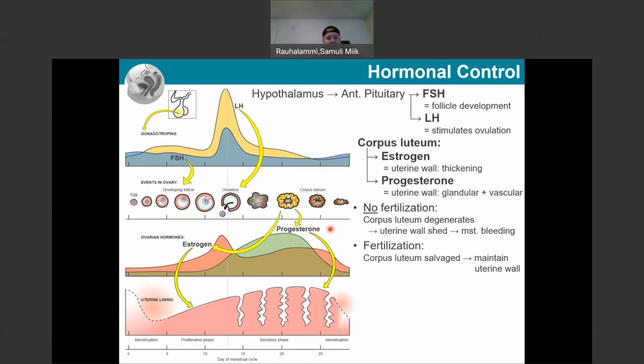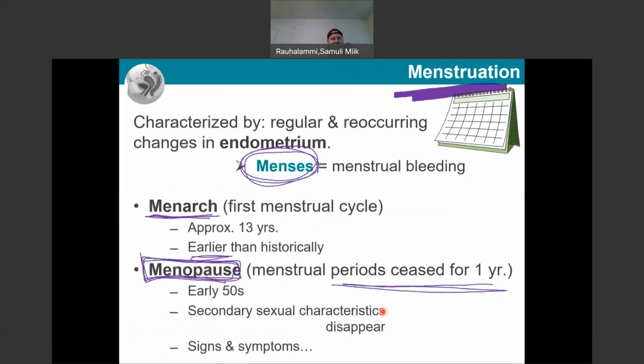If fertilization does not happen, the corpus luteum will simply keep degenerating. The production of estrogen and progesterone diminishes, and as a result, we end up shedding the uterine wall lining and the menstrual bleeding takes place. So a really nice summary of all the things that happen with the hormonal control of the female menstrual cycle.